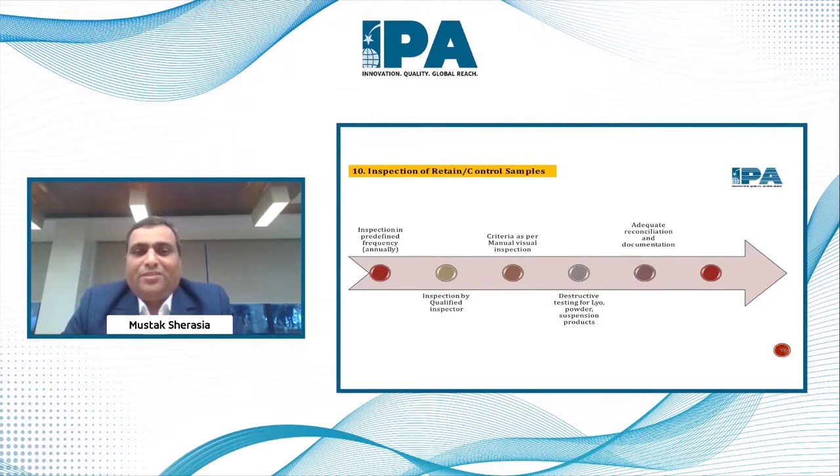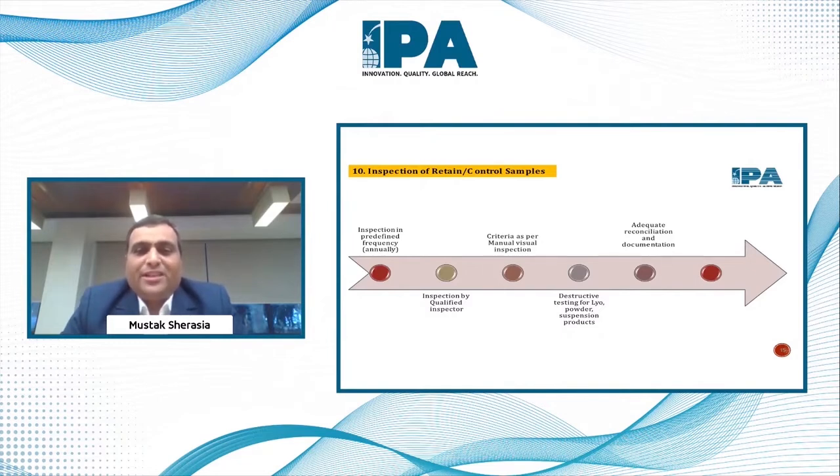The second part after media fill inspection is control sample inspection. It is a very important consideration which needs to be considered as part of the inspection program. Typically, this is carried out annually, and it has to be carried out by a qualified inspector, and criteria have to follow as per manual visual inspection.